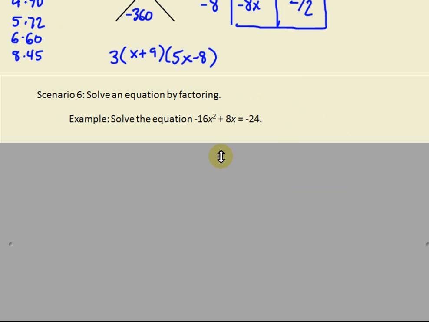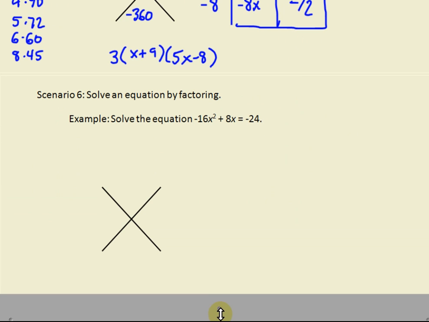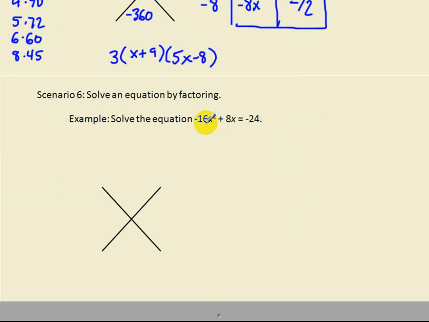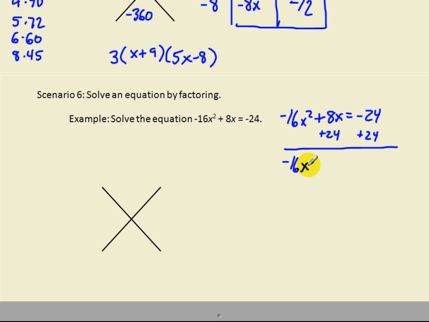Okay, number 6, now we're going to solve an equation using our factoring. So notice that we have a quadratic, we have an x squared term. Generally speaking, we want everything over to one side. So we start with negative 16x squared plus 8x equals negative 24. I'm going to move the 24 over by adding 24 to undo the negative. So now we have negative 16x squared plus 8x plus 24 equals 0. So we have a quadratic set equal to 0. That's good. Now let's see if we can factor this.